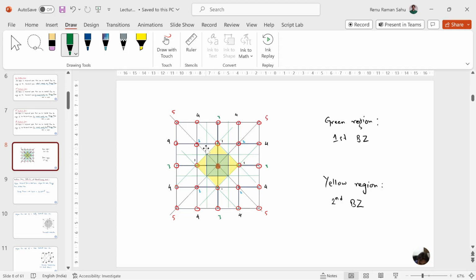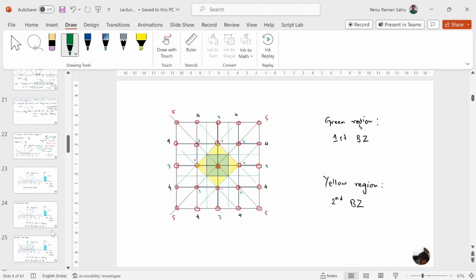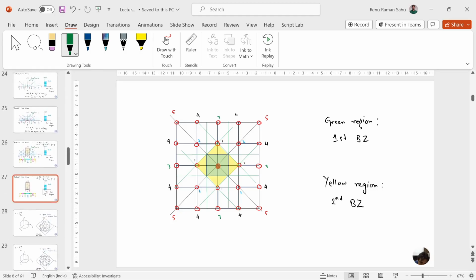Similarly, if I had drawn the third one, it would have been a bit different, with triangles here, here, here. The shape would be different and more numerous, but when you add up the total area, it will be the same as the first Brillouin zone. That is what we saw here.